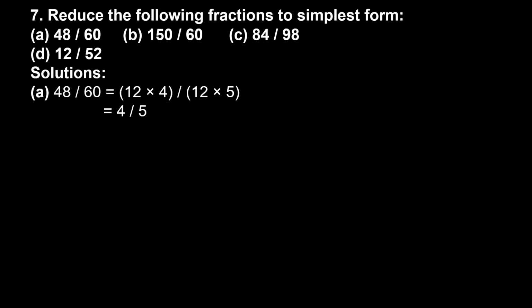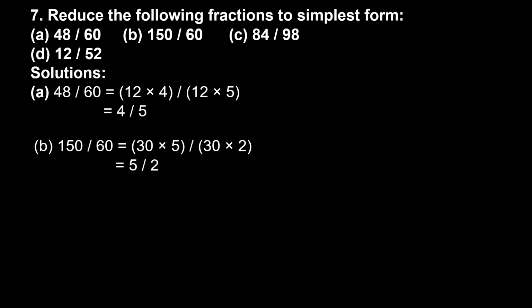Reduce the following fractions to simplest form. Here 48 divided by 60. What is common in both? 12 into 4 is 48. 12 into 5 is 60. Isn't it? So cancel 12 and 12. You'll get 4 divided by 5. Or else you can cancel by simple numbers. First you cancel by 2, 24 by 30. Again you cancel by 2, you'll get 12 by 15. Then you should cancel by 3. You will get 4 by 5. So like that also you can cancel.